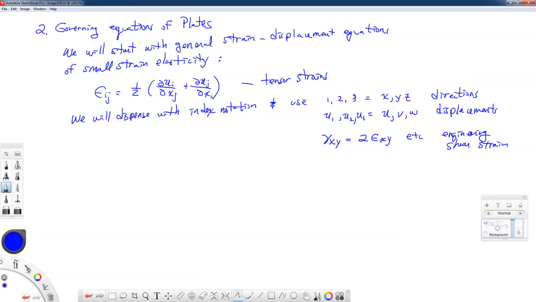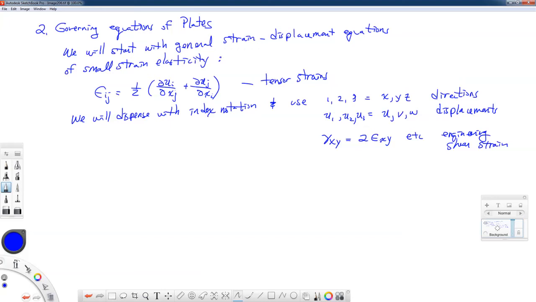So we're going to start with our elasticity strain tensor definition for small strain theory. Epsilon ij is equal to 1/2 partial of ui with respect to xj plus partial of uj with respect to xi, where u represents displacement in the 1, 2, and 3 direction, i, j, or k, and the x sub 1, 2, and 3 represent positions like x, y, and z.